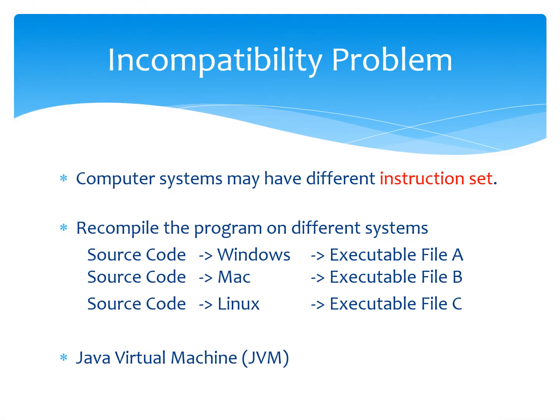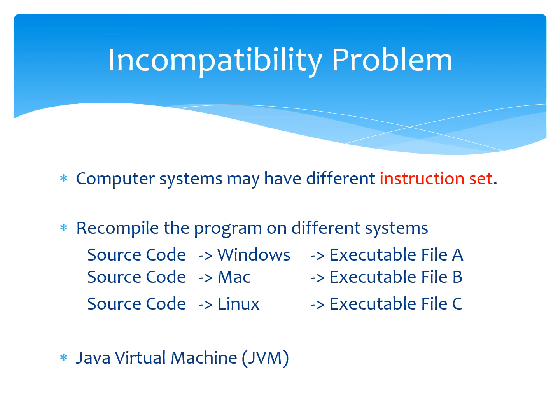It is worth noticing that on different computer systems, the instruction set may be different. Therefore, we may need to recompile the program on different systems. For example, assume you create a source code on a Windows system and compile the source code as an executable file A. The executable file A may not be executed on Mac or Linux machines due to different instruction set.